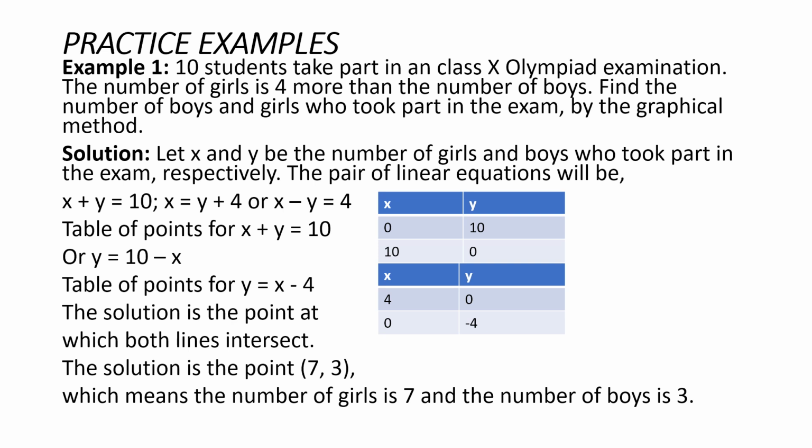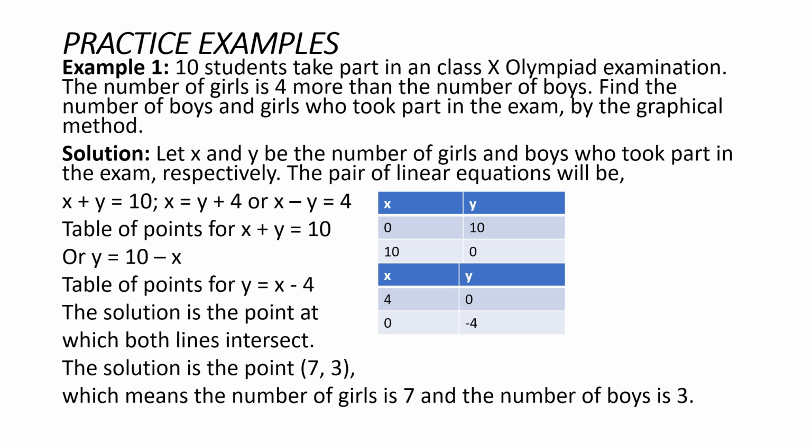Now the table of points for the first equation, x plus y is equal to 10, means y is equal to 10 minus x. Let x is equal to 0, we get y as 10. If x is 10, we get y as 0. Now you can obtain any 2 points for the line. Now the table of points for y is equal to x minus 4. If we take x is equal to 4, we get y is equal to 0, and if we take x is equal to 0, we get y is equal to minus 4.